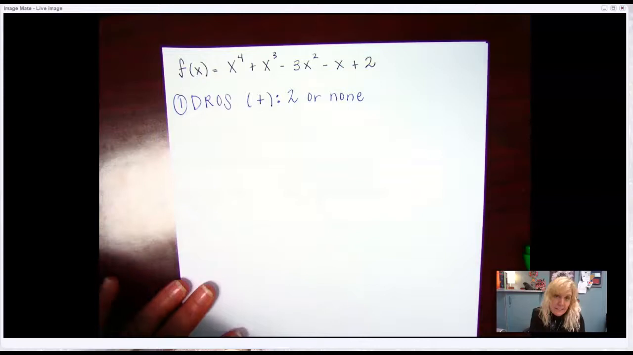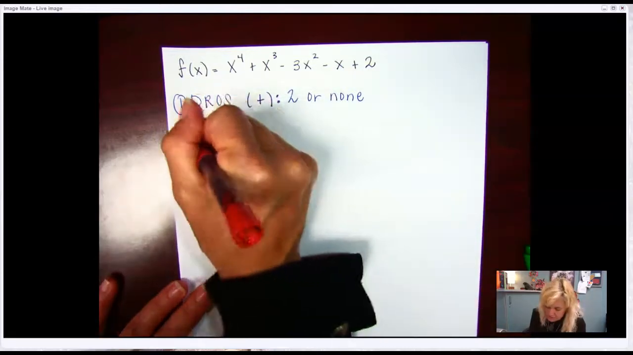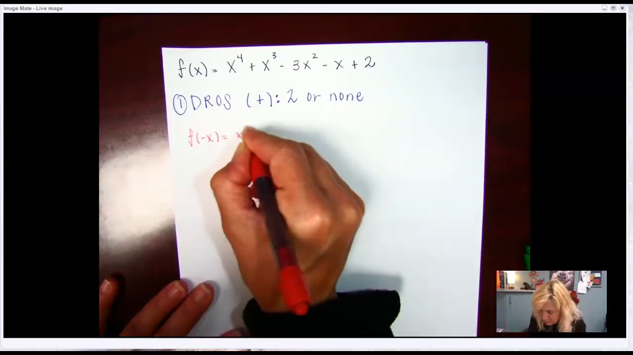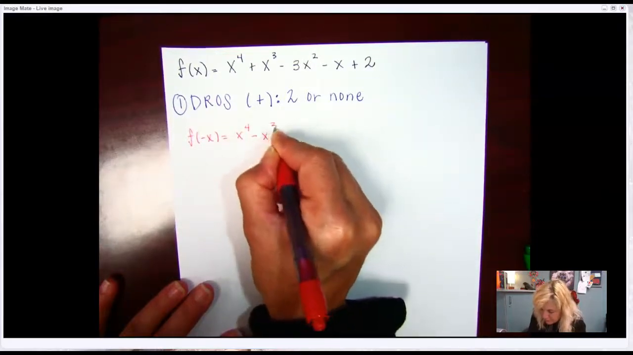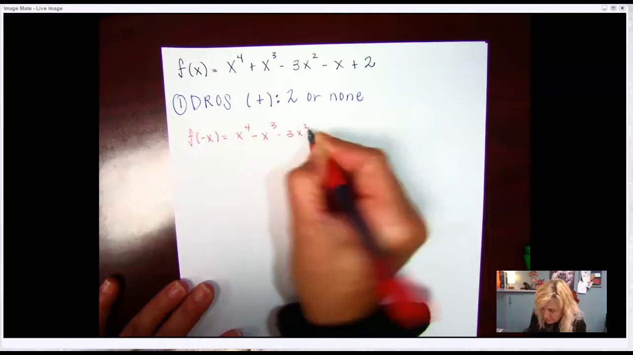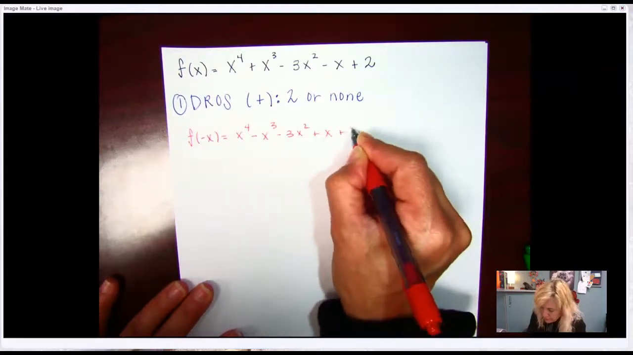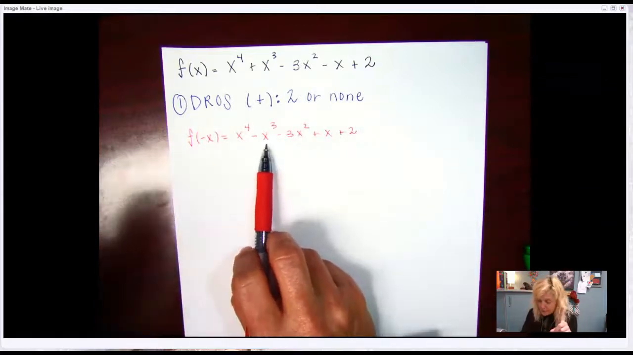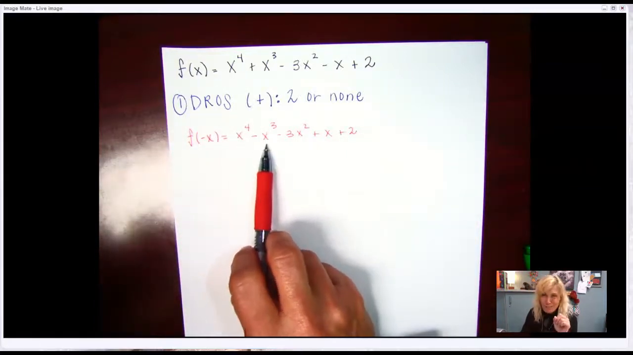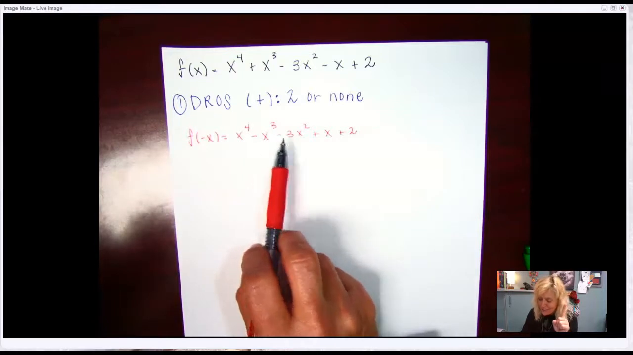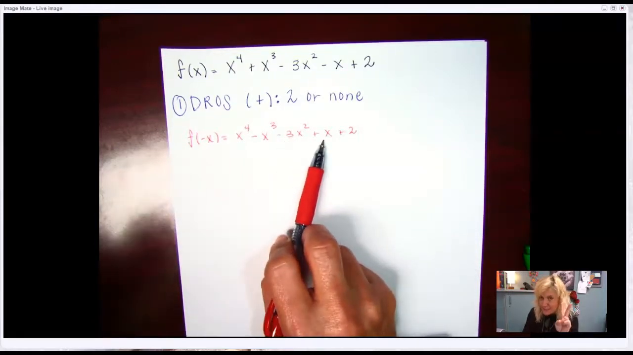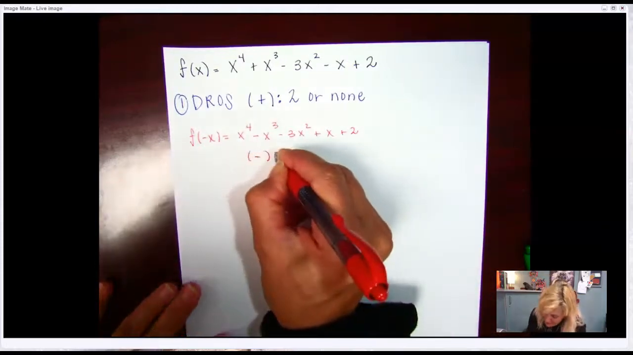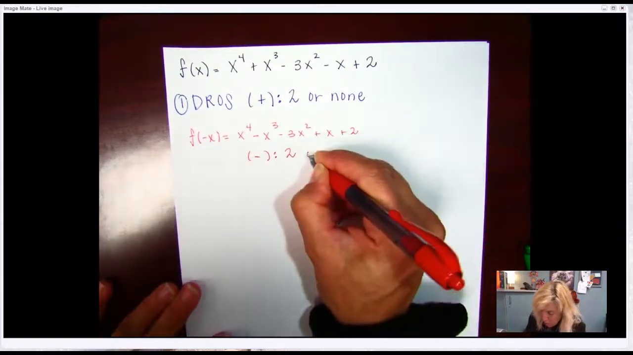Now let's analyze the negative change. Okay, so this is negative, flips to positive, that's one change. This is positive, flips to negative, that's one change. Stays negative, turns back to positive, and then there's no more changes. So my negatives are either 2 or none.